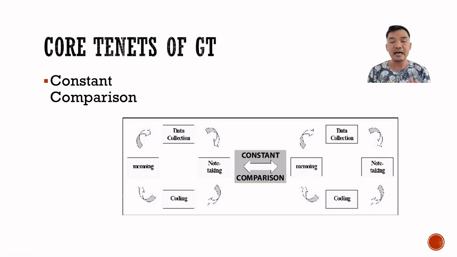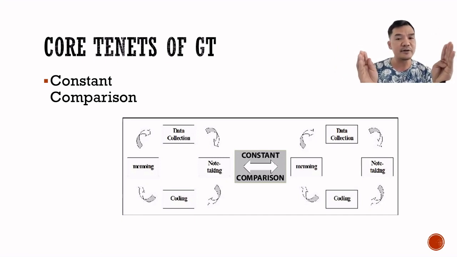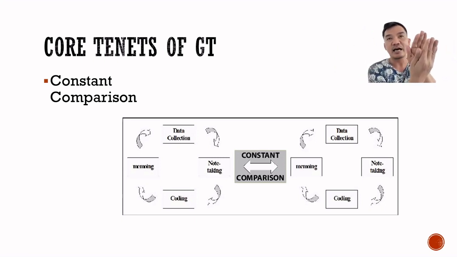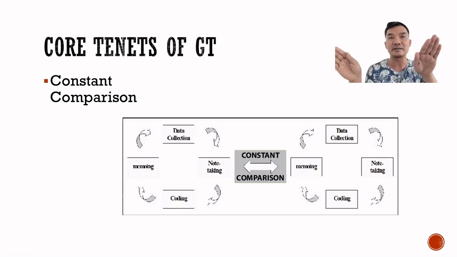So as a researcher, you start with data collection, note-taking, coding, and memoing on your first participant. Then you recruit another participant and conduct the same. But at this time, when you do the open coding, you keep comparing the concepts that you derived from your first participant to your next participant. This is the concept of constant comparison, such that the concepts that you derive from the first participant and the concepts that you derive from your second participant will become one concept. So you combine your analysis of the first and second participants, then you recruit the third participant.